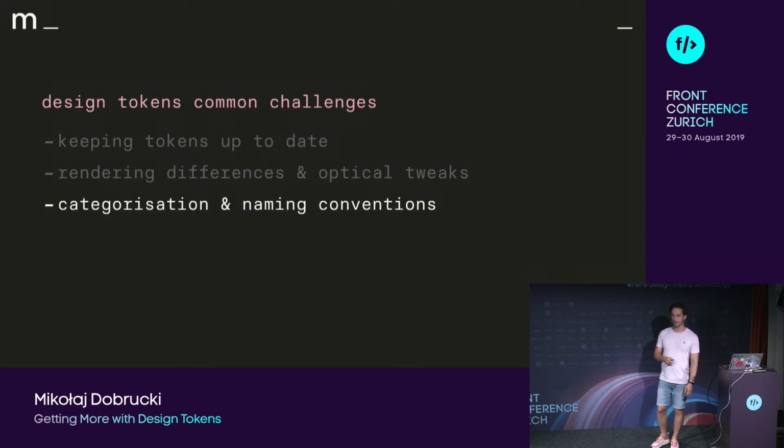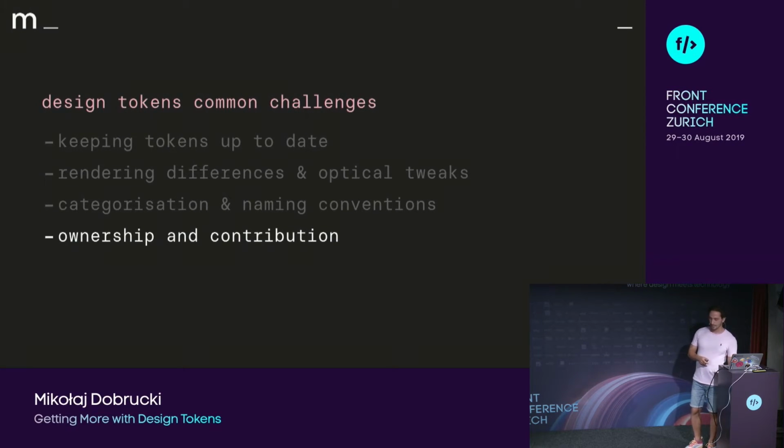Categorization and naming conventions. That's always a challenge, same as with a design system. You never know how to properly name and categorize stuff, and that's the same with tokens. My favorite situation is when I have tokens like heading light, and I never know, is it a heading light, not a heading bold, or is it a heading light, not a heading dark? And it's an unsolved mystery.